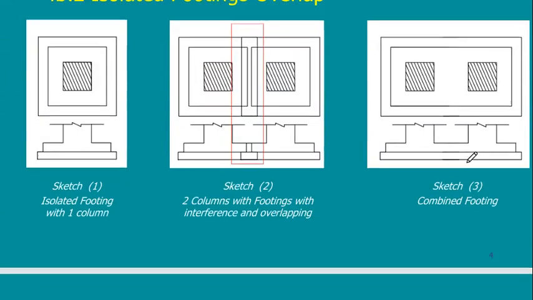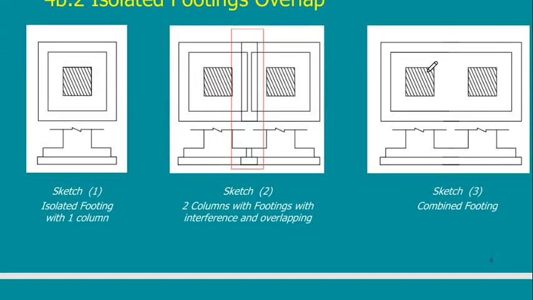Of course, if I have this column and this column, and I design a footing, suppose that the footing I designed is something like this. It ended here. So this part is not with me. Then it means that part of the column is outside. I cannot do this.